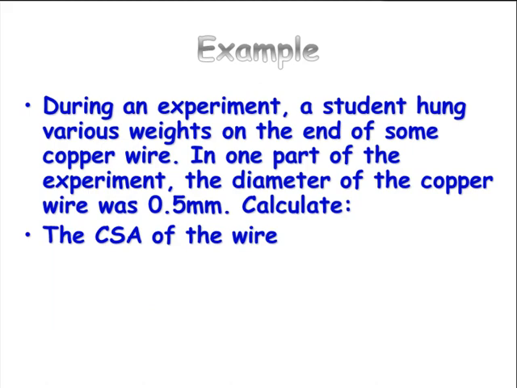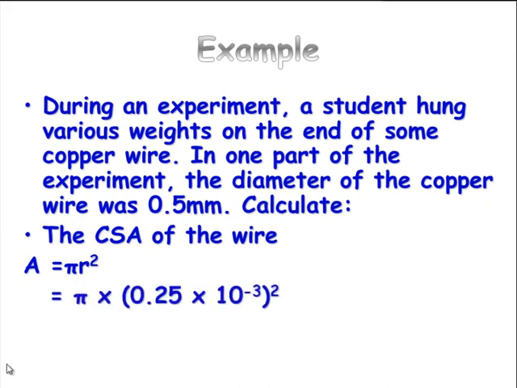So let's quickly work through a basic example applying the stress equation. We've got an experiment with various weights hung on the end of a bit of copper wire. The diameter of the copper wire was 0.5 millimeters, so it's a thin bit of copper wire. Work out the cross-sectional area of the wire. For a circular area, assuming the wire is circular, area is pi r squared. So substituting in, we've got pi times 0.25.